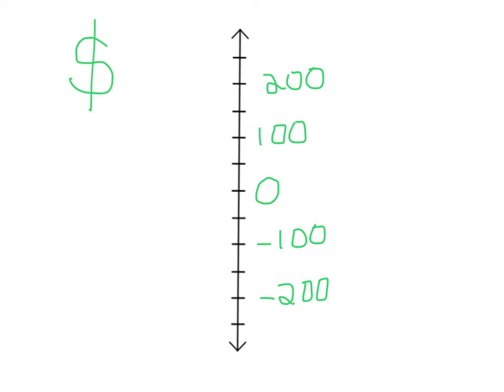Another way we work with integers in the real world is with money. So right here in the middle, we have 0. If you have $0, you're right here in the middle. Now, if you've worked really hard and you did a bunch of yard work and you cleaned the house and you've done things for the neighbors and you earn $100, you're up here in the positives.